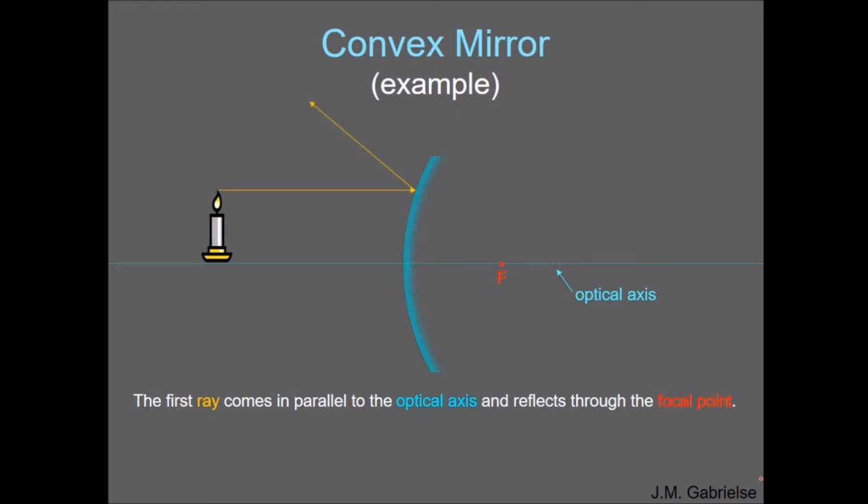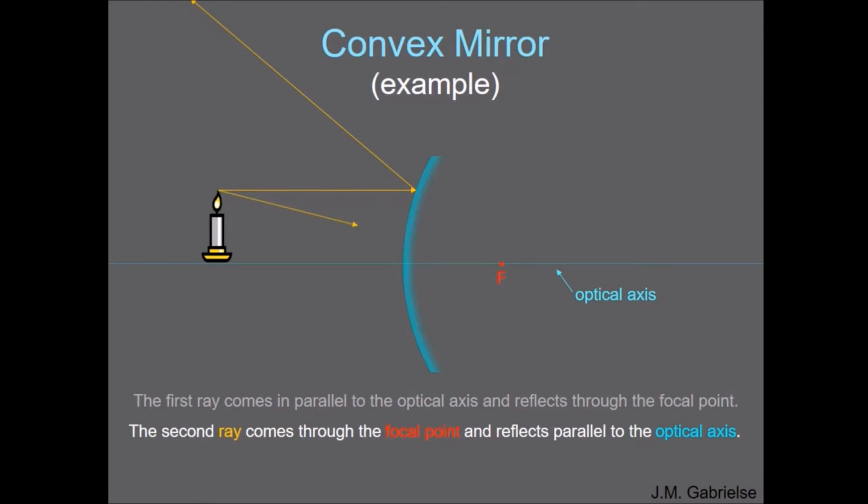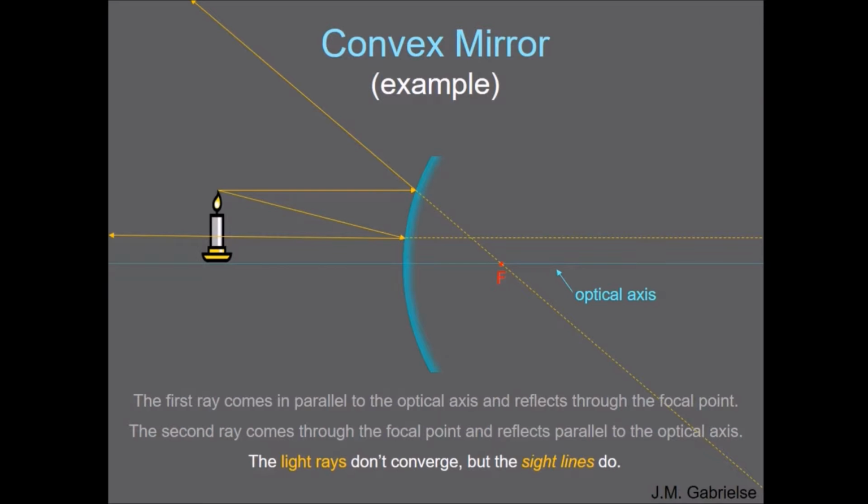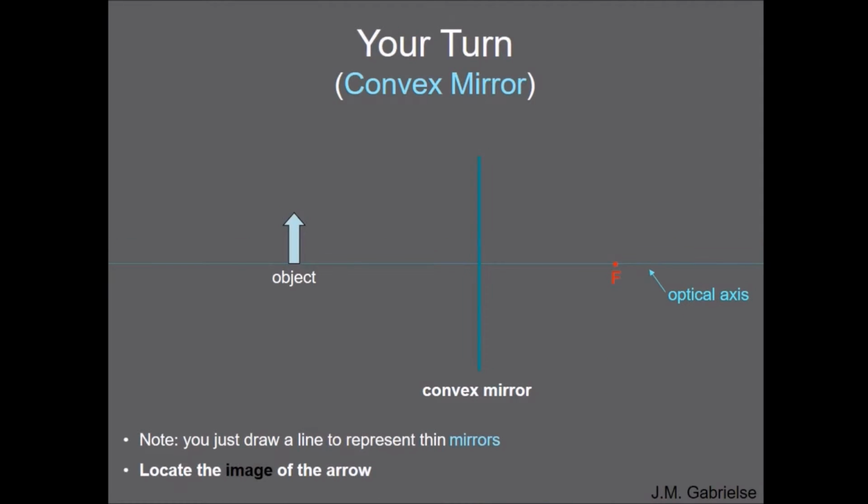The first ray comes in parallel to the optical axis and reflects to the focal point, and the second ray comes through the focal point and reflects parallel to the optical axis. And when we join them, the light rays don't converge, but the sight lines do. So the virtual image forms where the sight lines converge.